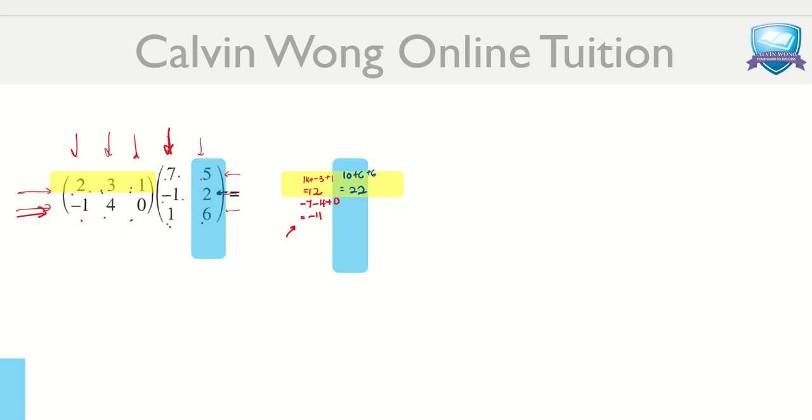The last one is row 2 times column 2. -1 times 5, 4 times 2, 0 times 6, and you get 3. This is the matrix that you have. It is 12, 22, -11, and 3. That's the answer. Okay.